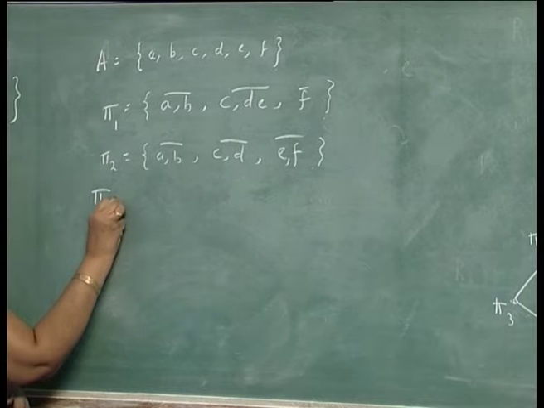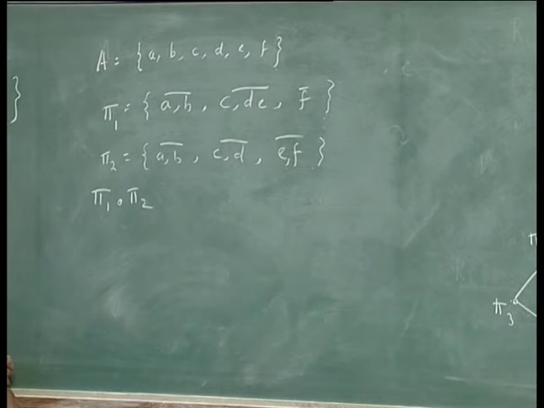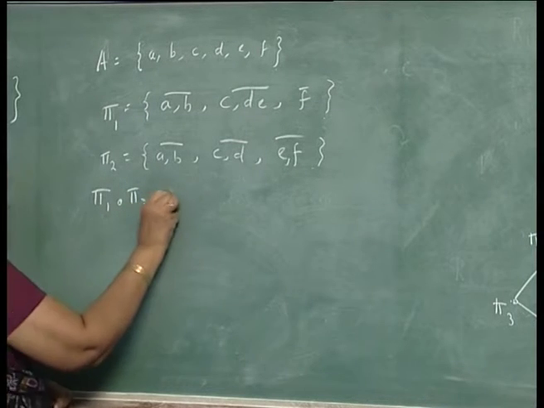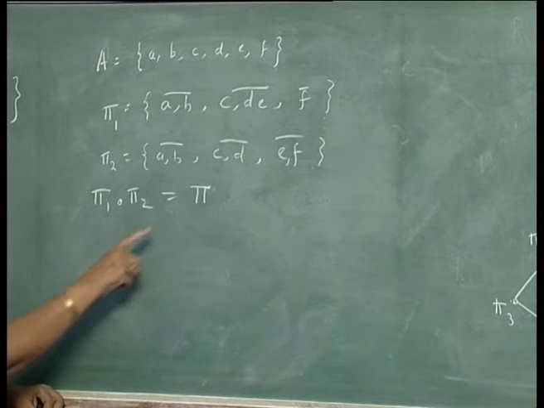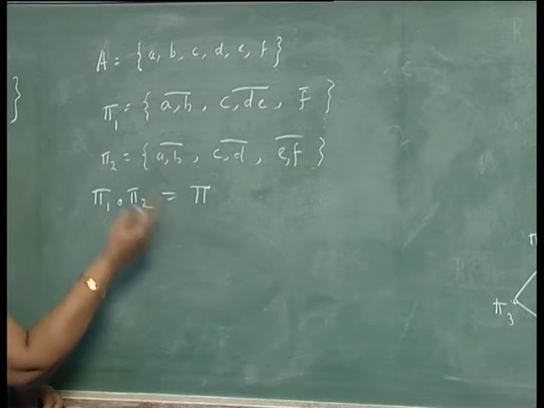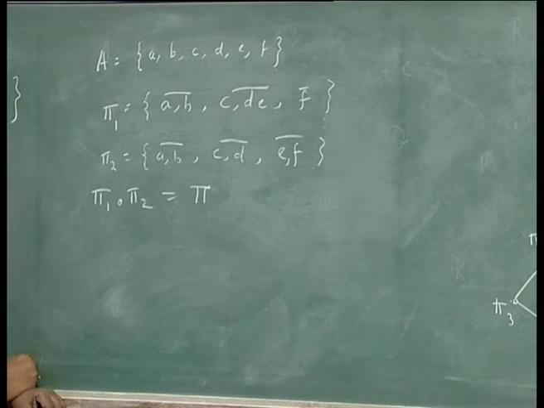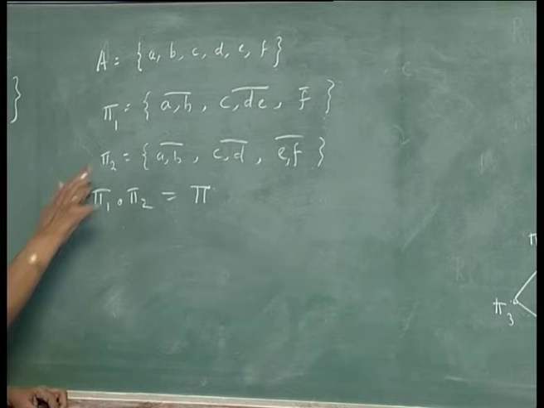The product of pi 1 and pi 2 is sometimes represented like this. What is this? This is a partition pi such that pi should refine both pi 1 and pi 2, and any other partition which refines both pi 1 and pi 2 should refine pi also. So, it is obtained like this.